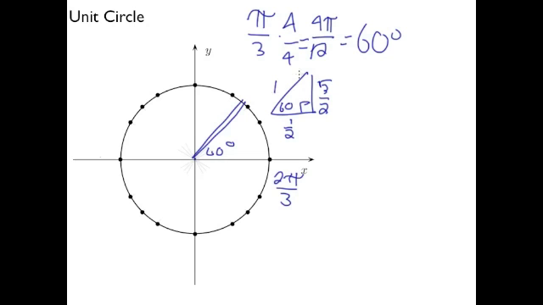And 1. So this means the sine, which is the height, sine would be equal to square root 3 over 2. Cosine, which is the base, cosine would equal 1/2, and tangent would equal square root 3 over 3, because you would have to divide square root 3 over 2 by 1/2, because SOHCAHTOA. Opposite over adjacent.